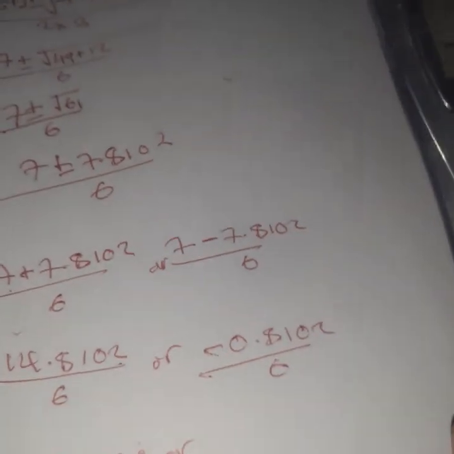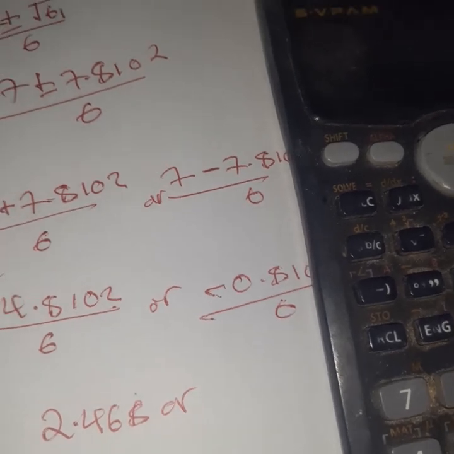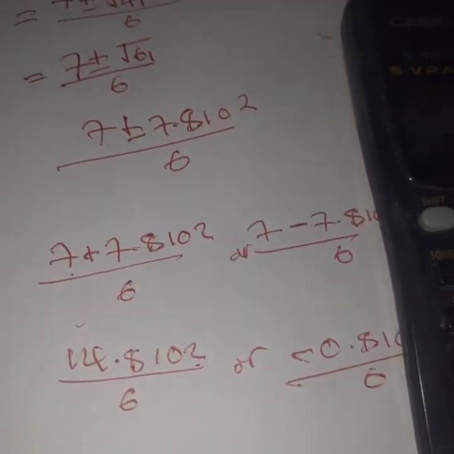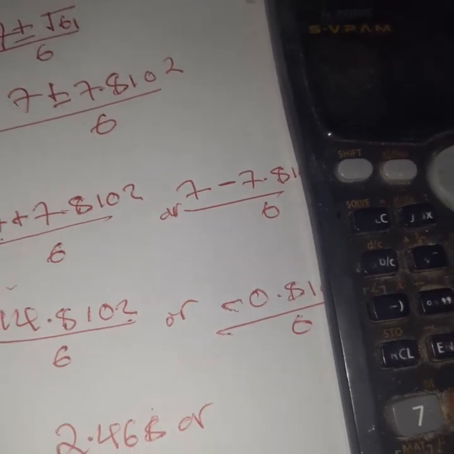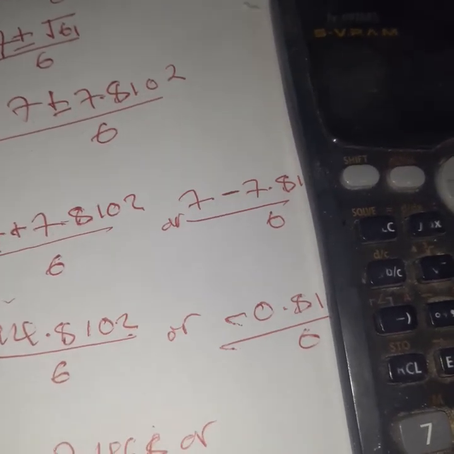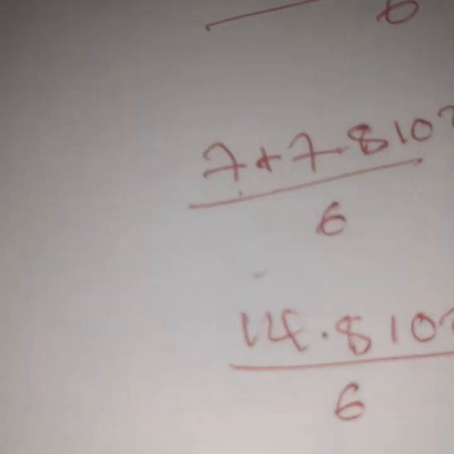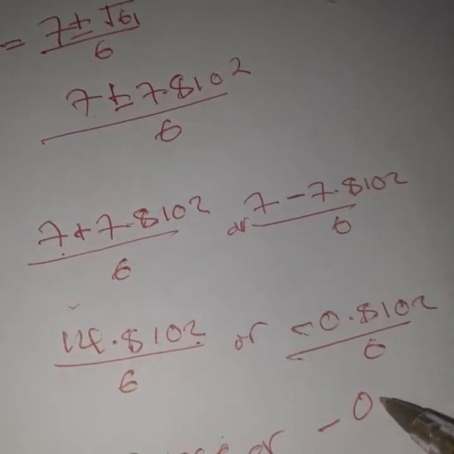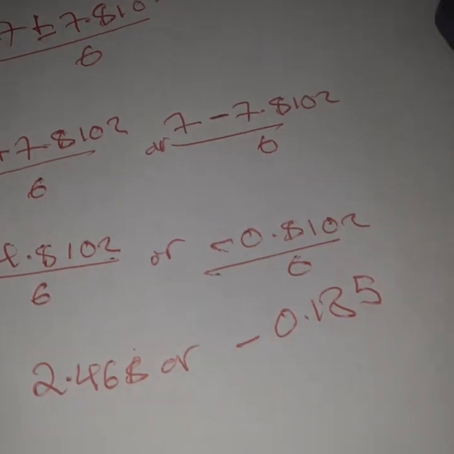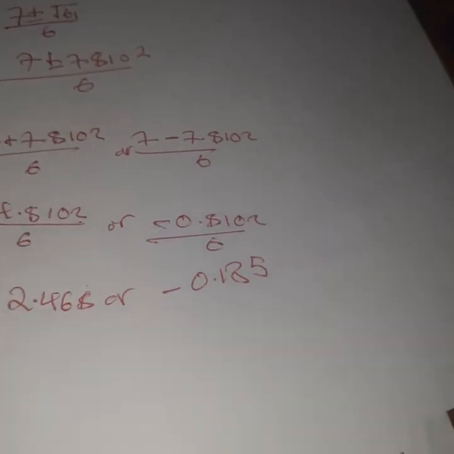Okay, I pressed an error. Negative 0.8102 divided by 6. Okay, we have negative 0.135. Now we have to leave the answer correct to 2 decimal places, meaning 2 numbers after the decimal point.